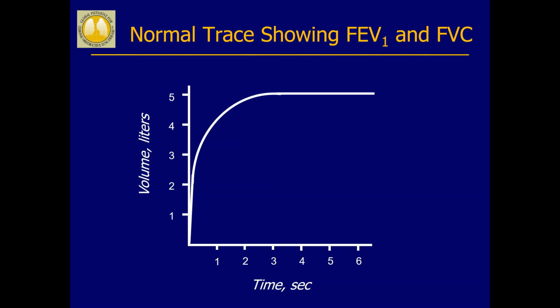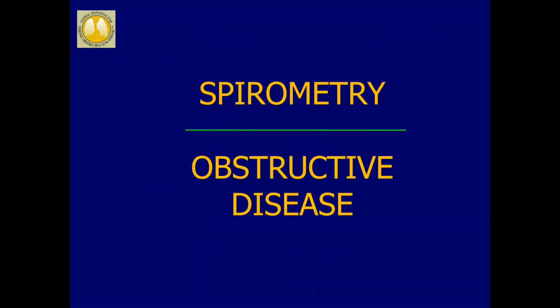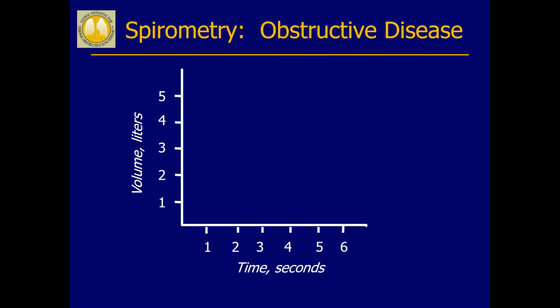It looks like you are breathing out mostly air in the first second, and it's a nice rounded curve to a flat line. So at a certain point, you're going to reach the maximum amount of air you're going to blow out. Here, you can see in 1 second, the person blows out 4 liters of air. In 6 seconds, which is the cutoff for FVC, 5 liters of air was blown out. And the ratio of FEV1 to FVC is 0.8. That's what the machine does when it gives you the numbers. So that's normal. You get that baseline.